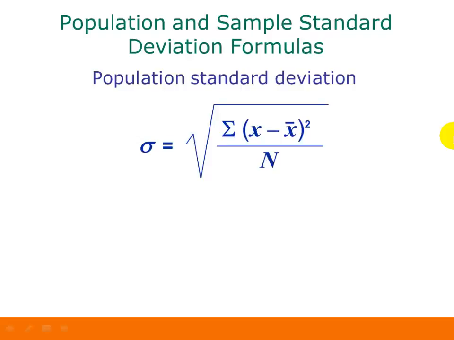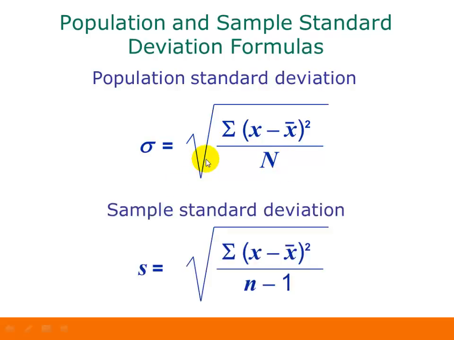So for a population standard deviation, again that's represented by the Greek letter sigma. What this formula tells us to do is take each data value, which is represented by x, subtract the mean, take that resulting value and square it, and then this symbol tells us to add up all of those results, and then we're going to divide by n, which is our population size, and finally we take the square root.